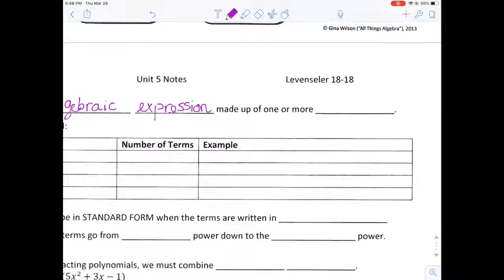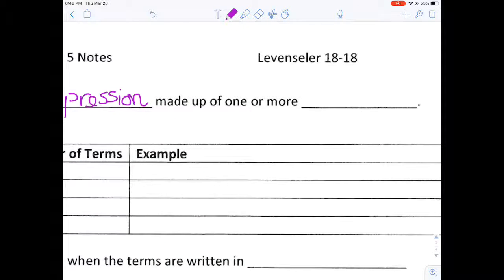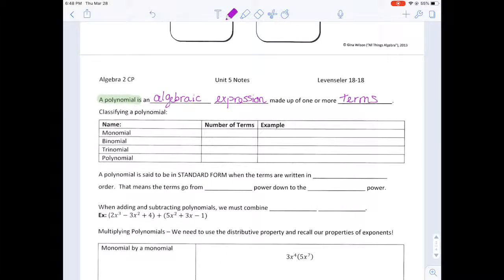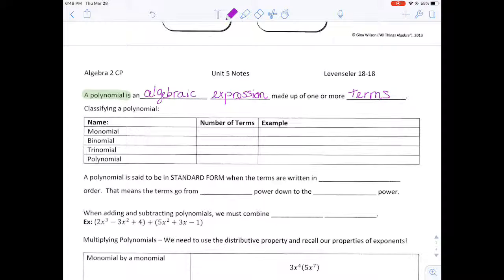And this algebraic expression is made up of one or more terms. So if you recall, a term is just a number multiplied by a variable, or it could just be a number, or it could just be a variable. But we can have one of those terms, or we can have multiple. We can classify polynomials by their names. So here we have the three most common names, and then polynomial is a more general term.